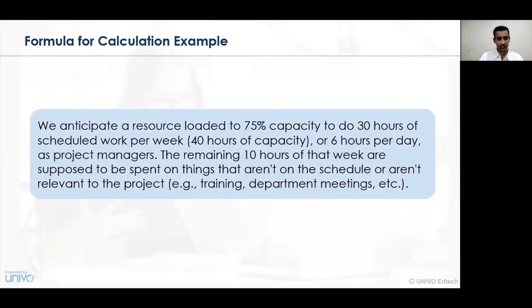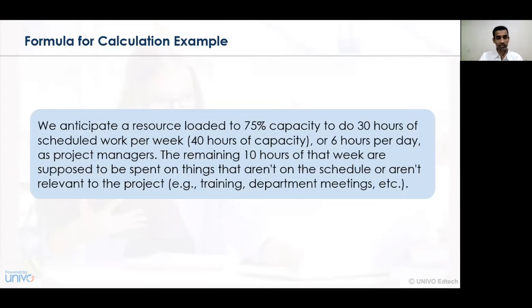Now, let's take an example for the formula calculation. We anticipate a resource loaded to 75% of capacity to do 30 hours of scheduled work per week. That is 40 hours at full capacity. That is 75% for 30 hours and 40 hours for 100% capacity, or 6 hours per day as a project manager. The remaining 10 hours of that week are supposed to be spent on things that aren't on the schedule or aren't relevant to the project, that is training, department meetings, and so on.